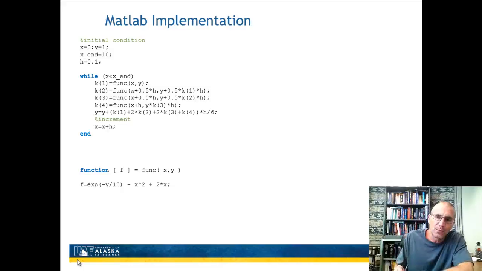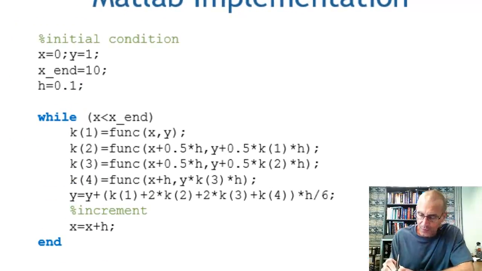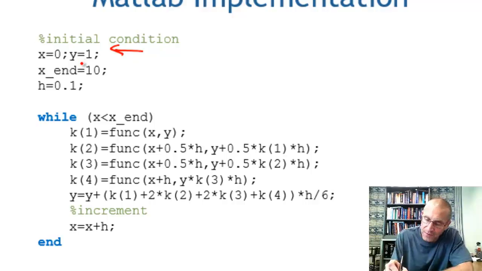So here I have a script written. It's fairly simple, so let's step through it. I start off at the top with my initial conditions. Initially, my value of y at x equals 0 is 1. That's my initial condition. I'm going to go until x goes to 10, with a step size of 0.1, so I'm going to take 100 steps.